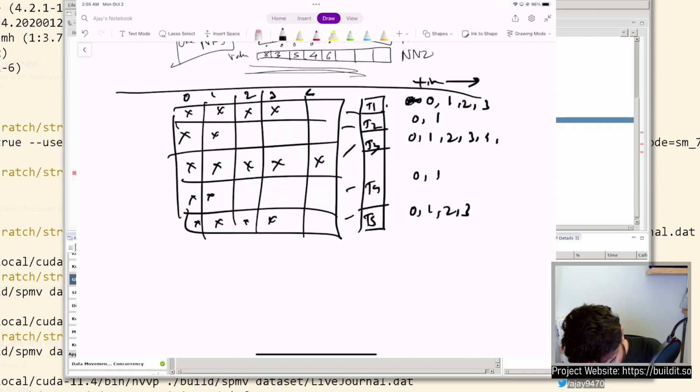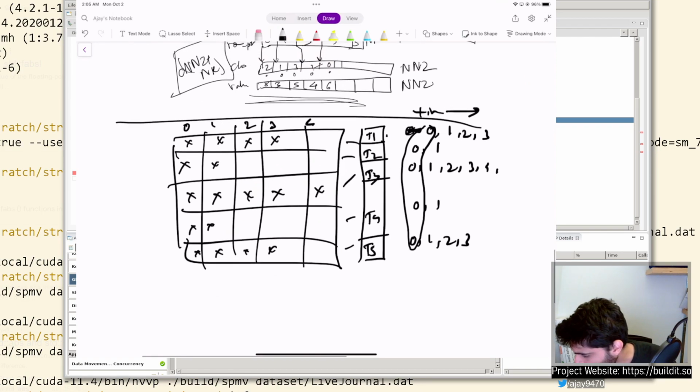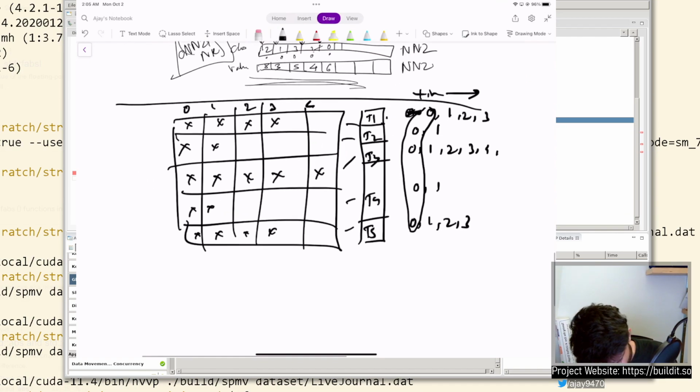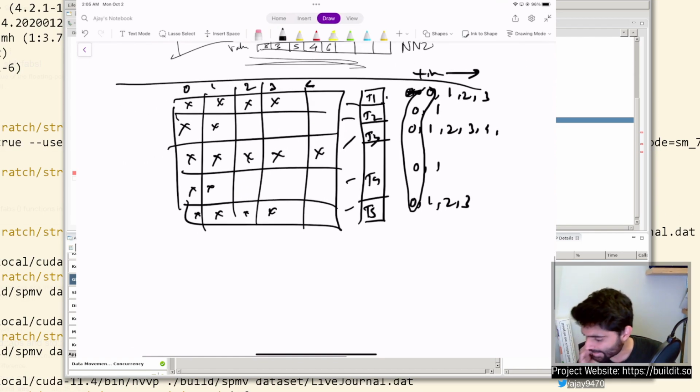Now, if you look at all the accesses each thread does at one cycle, they are not coalesced, which means they're not accessing neighboring memory regions. These are scattered memory locations in memory. They're not next to each other, right?